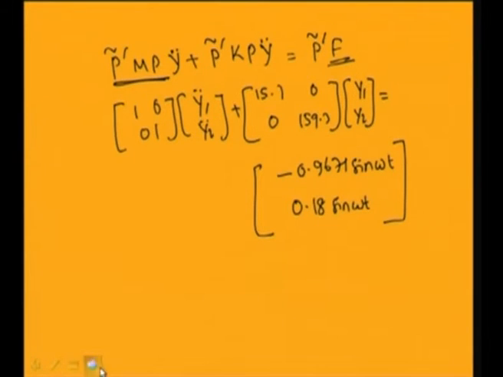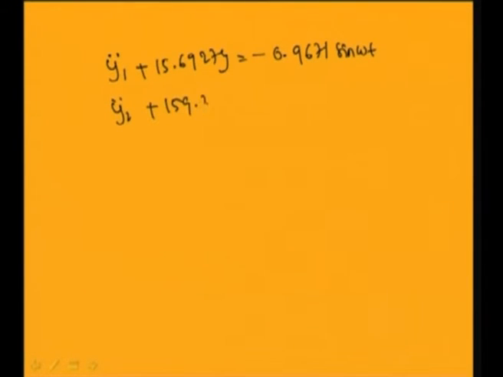So you can obtain two uncoupled equations. These uncoupled equations can be written in this form: y1 double dot plus 15.6927 y1 equal to minus 0.9671 sin omega t, and the second equation becomes y2 double dot plus 159.3 y2 equal to 0.18 sin omega t. So you can solve these two equations. For solving the first equation, it has both the complementary part and the particular integral.